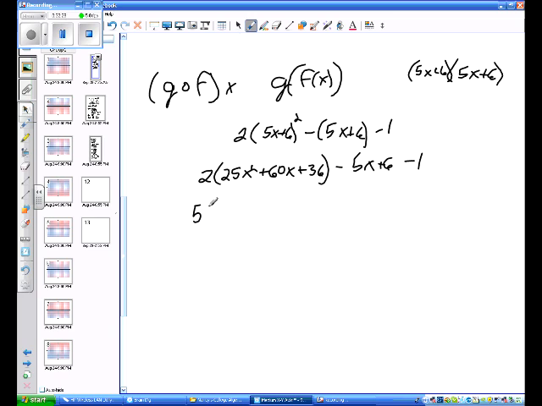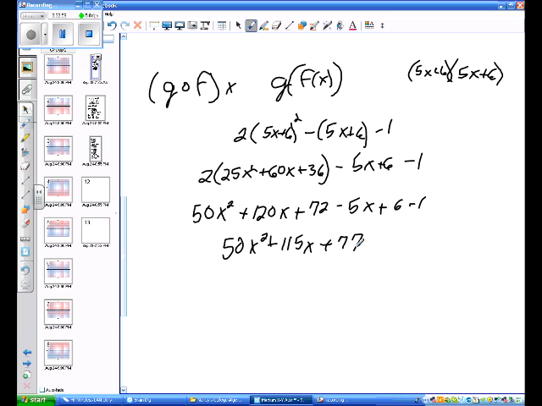Distributing, we have 50x squared plus 120x plus 72 minus 5x plus 6 minus 1, which gives us 50x squared plus 115x, and that would be 78 minus 1, plus 77. And I made a mistake back here. I'm sorry. I didn't distribute my negative. So this should be a negative 6. Let me go through and change that.